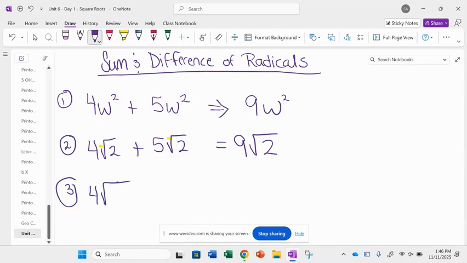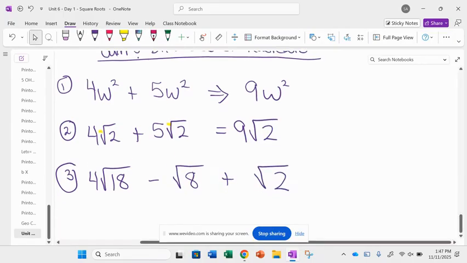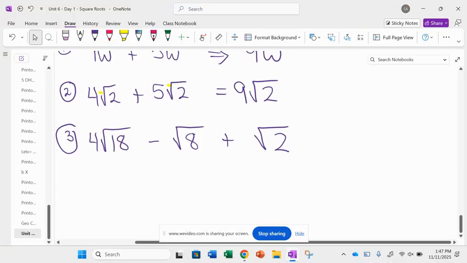Okay, let's say I have 4 root 18 minus root 8 plus root 2. Can I add these as they are? No, their radicands are different, but a radical, like a fraction, should always be simplified. If you can simplify a radical, you have to simplify the radical. Can I simplify these radicals? Yes, I can simplify the first two.